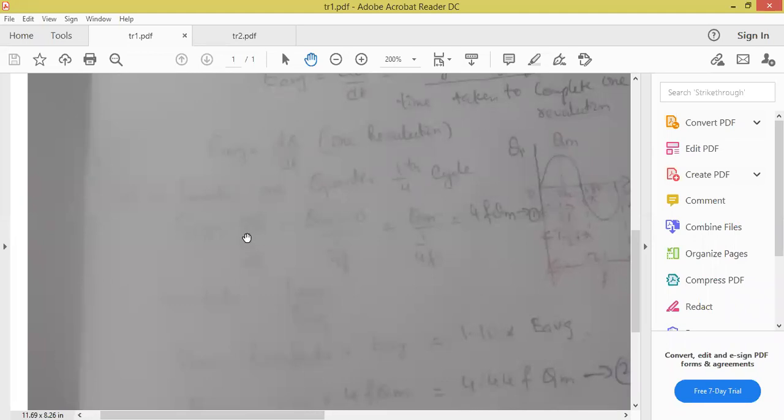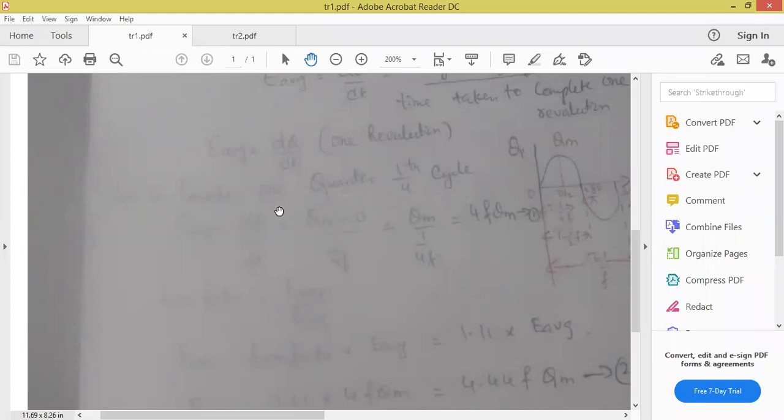What is d phi now? d phi is phi m minus 0, because phi m is the final value during the 1 by 4th cycle. And what is dt now? Let us consider one quarter cycle. What is happening in the 1 by 4th cycle? So what is dt now? The time taken is 1 by 4f. T is equal to 1 by 4f.